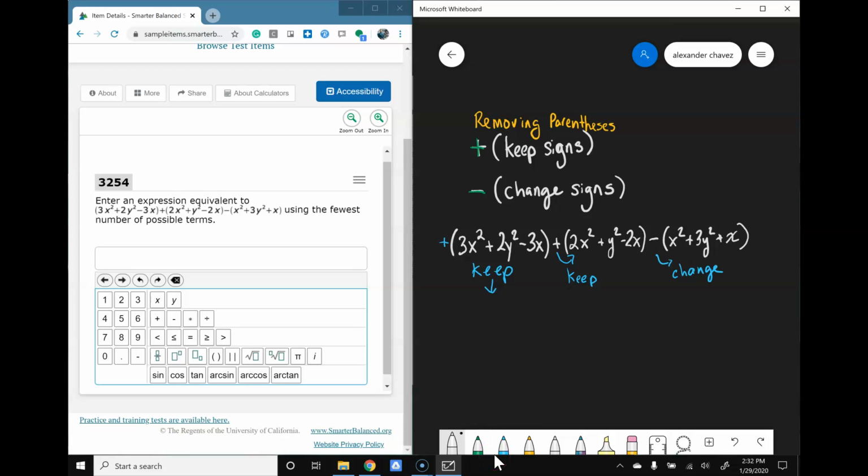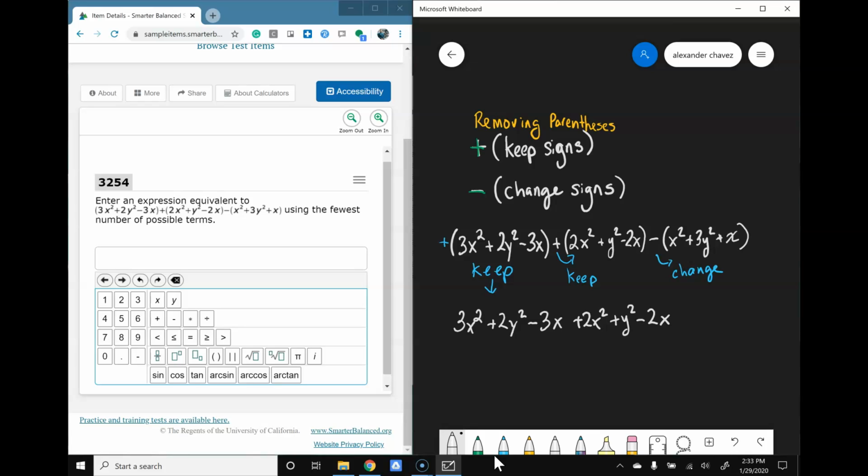In the first expression, we bring it out exactly how it is. That's a positive 3x squared plus 2y squared minus 3x, right? None of them changed, all the same. We take a look at the second expression, and let's remove those parentheses. This is going to be a plus 2x squared plus y squared minus 2x. And that's keeping all of those terms the same.